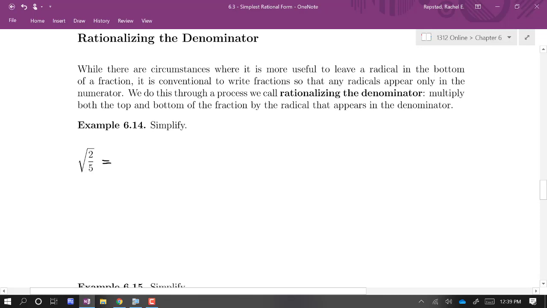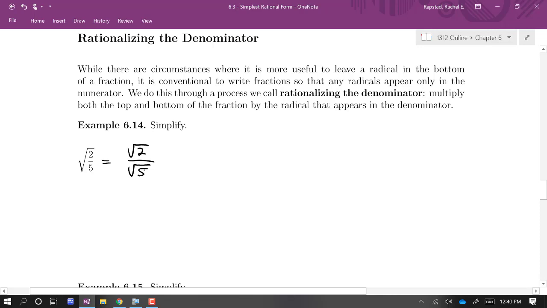So first, in this first example, I've got the square root of 2/5. We don't like radicals in the denominator. We don't like fractions inside a radical, right? If we see radicals, we really just want them to appear in the top of a fraction, or maybe just not in a fraction at all. So the first thing I'm going to do is split up this radical over division. So we've got the square root of 2 divided by the square root of 5.